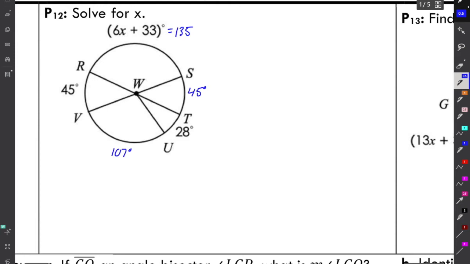So here's my equation for x. 6x plus 33 equals 135. We'll subtract the 33 from both sides to get that 6x is equal to 102. And then divide by 6 to get that x is equal to 17.